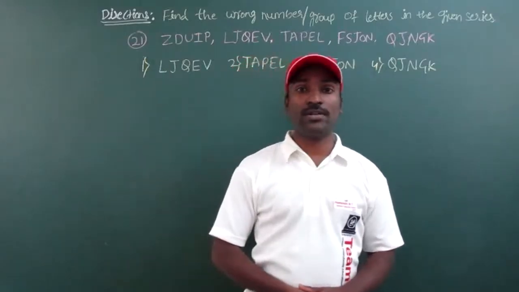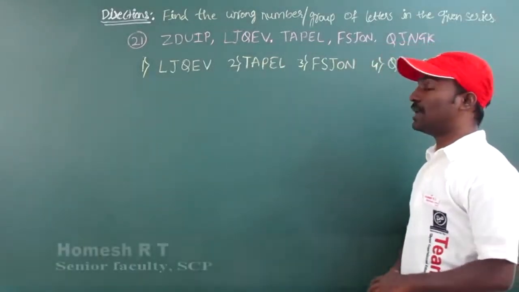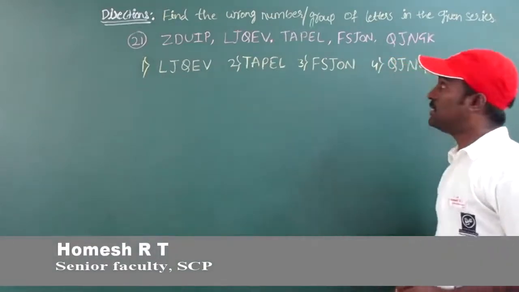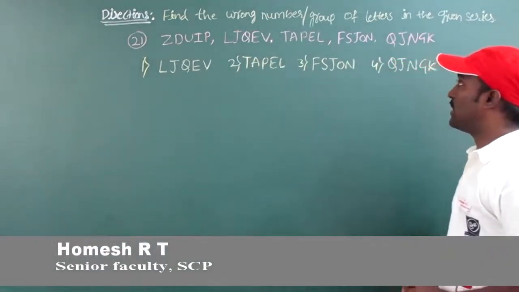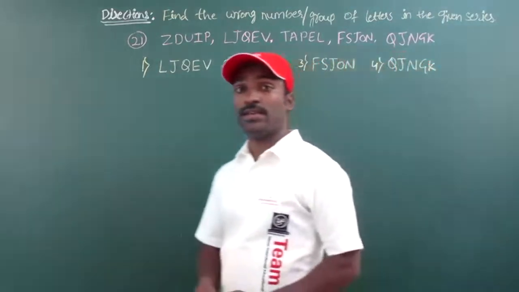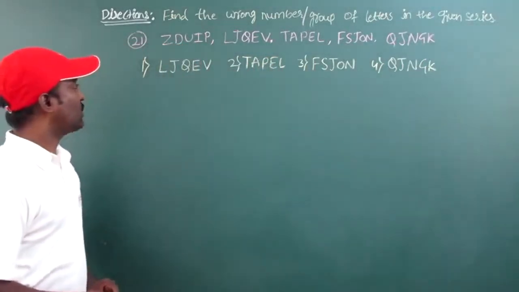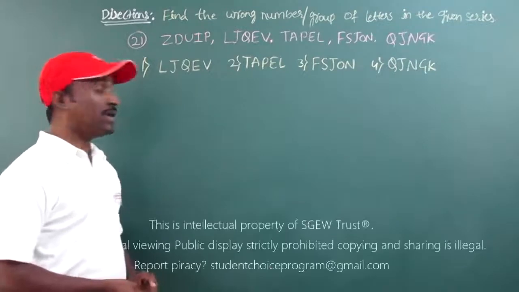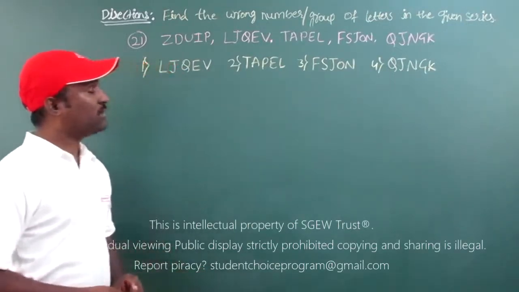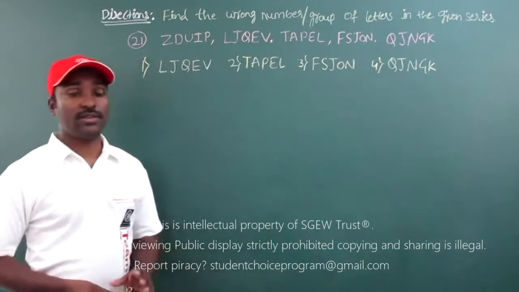Friends, here is problem number 21 and the question is ZDUIP, LJQEV, TAPEL, FSJON, QJNGK. So this is the given question and the options are: first option is LJQEV, second option is TAPEL, third option is FSJON, and the last option is QJNGK. So these are the given options.